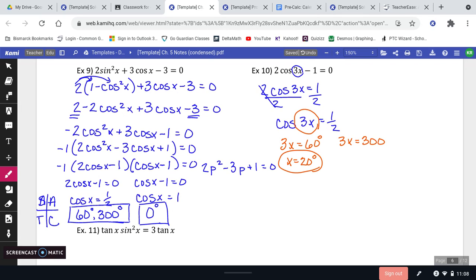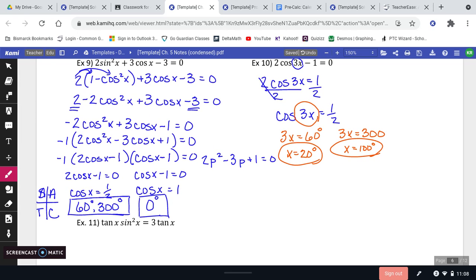Okay, so I know it's a little confusing to think about it. On this one, x is going to be 100 degrees. So if x is 100 degrees, then 3 times 100 is 300. Cosine of 300 is 1/2. Okay, so 20 and 100 are your solutions for that one.